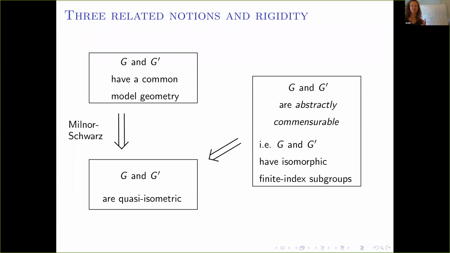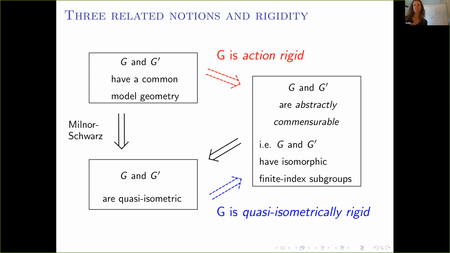But first, there are two important rigidity phenomena that can be illustrated in this diagram. The first is the notion of quasi-isometric rigidity. So we say that a group G is quasi-isometrically rigid if whenever G prime is a group that is quasi-isometric to G, that implies the groups G and G prime are abstractly commensurable. And the existence of this implication is what we call action rigidity.